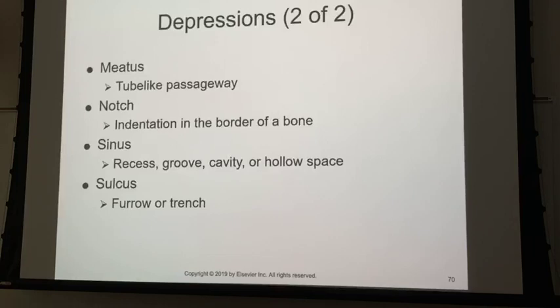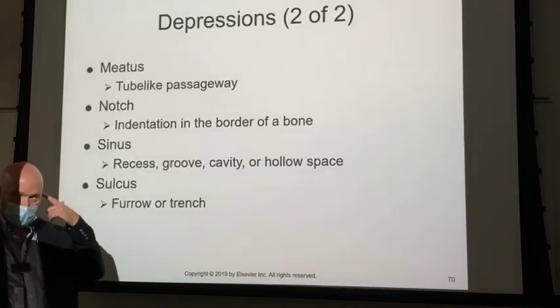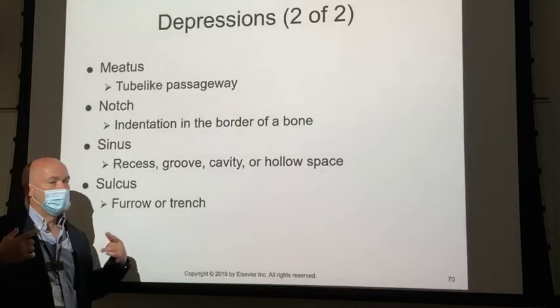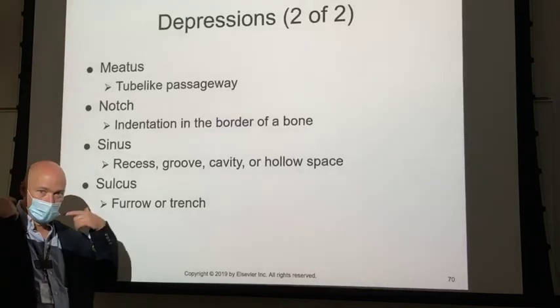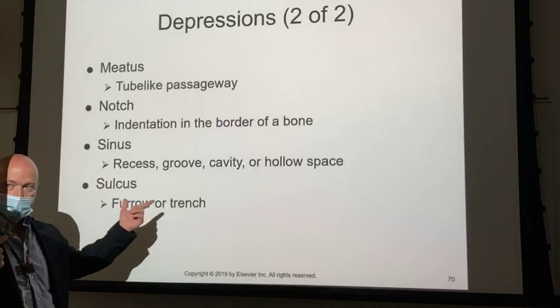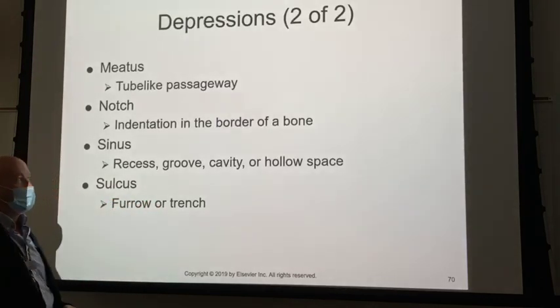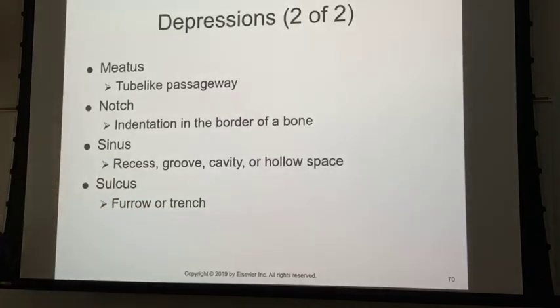So a meatus is also a hole, but it's more like a tube-shaped hole, like your ears. Right? I think we've talked about this. Your ears, you've got what we call the external, because it's on the outside, auditory, because that's what we hear through, meatus. So it's a tube-like passage that goes to your inner ear bones and enables hearing. So a notch is an indentation in the border of a bone.